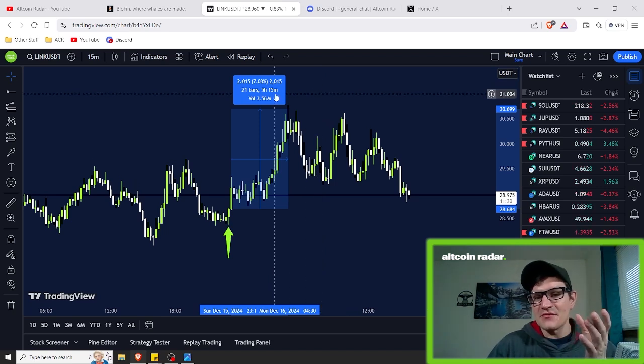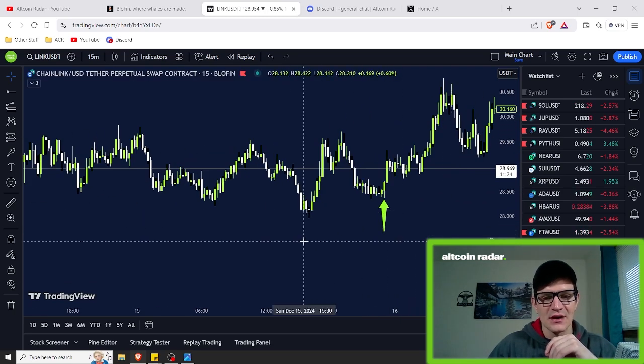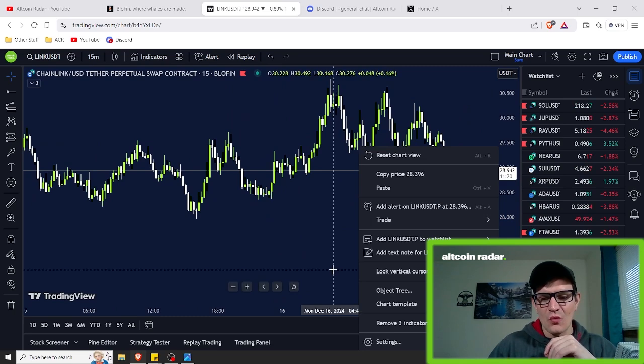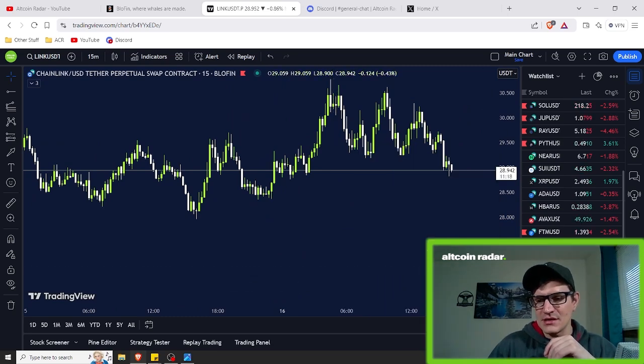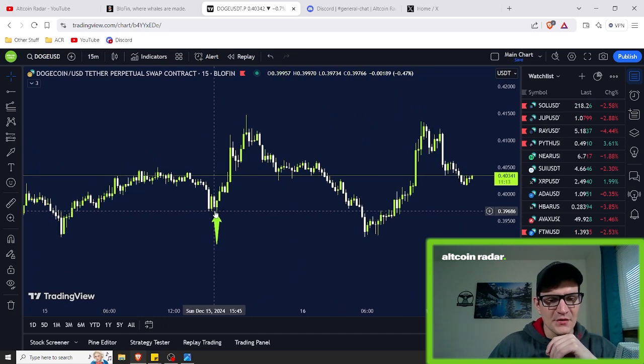So you would have made about 70% just from trading off of this single hammer candle that happened right down here. All right. So let's see here. I think I have one more that I did here on Dogecoin. Yes, I did. And we've got another hammer candle right here.